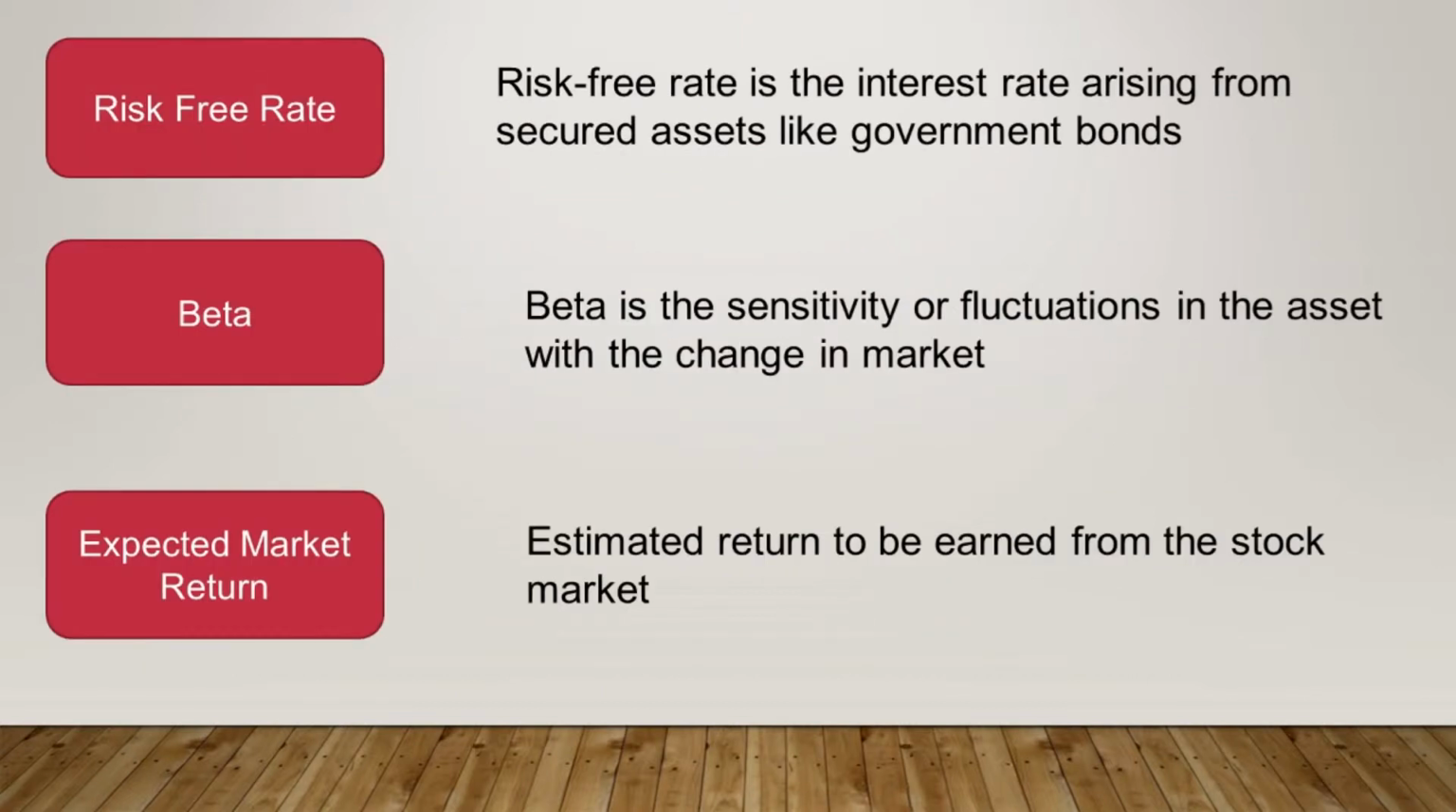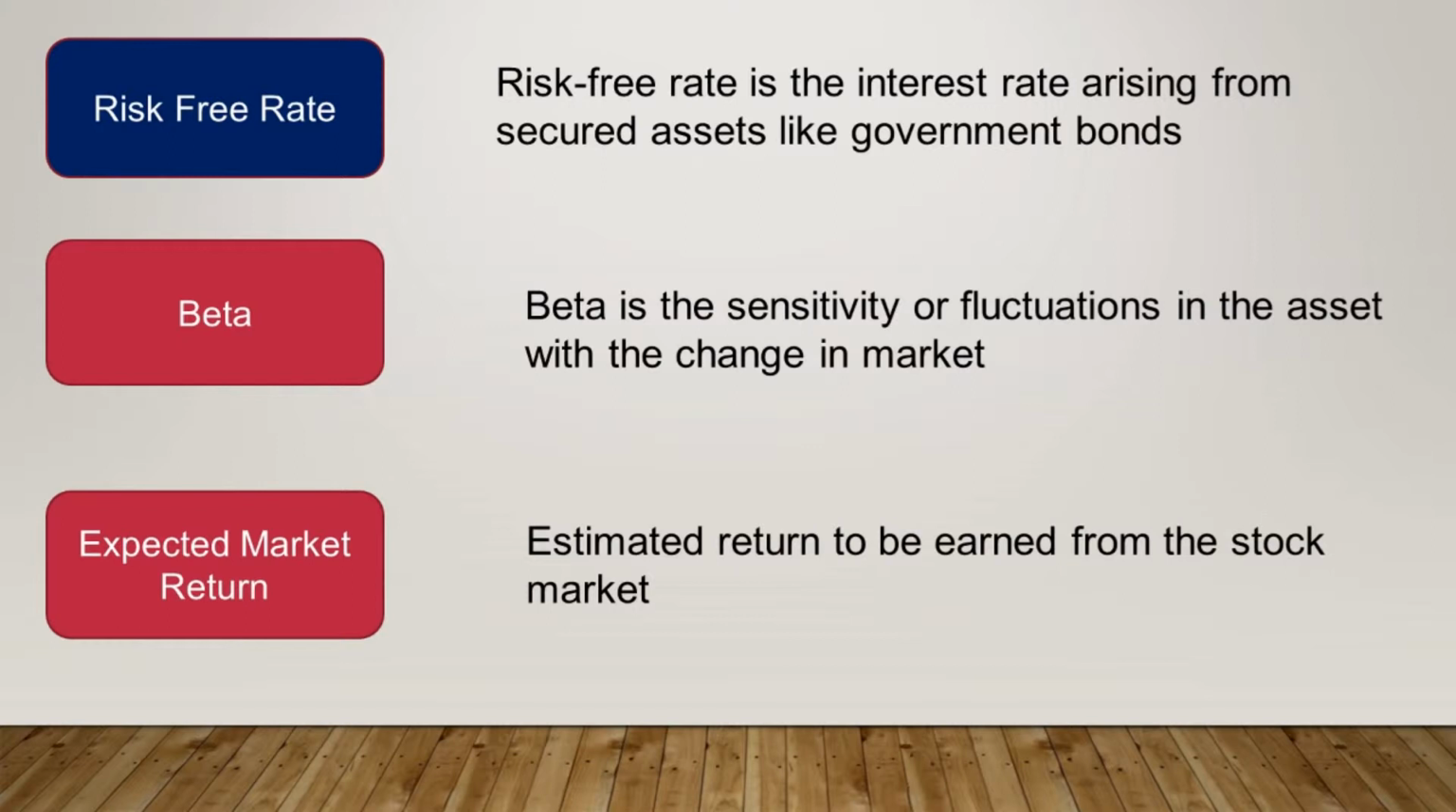Let's move forward and look at the three most important inputs in the CAPM formula. The first one is the risk-free rate, which is the interest rate arising from any of the secured assets. If you are investing in a government bond, a government security, or bank fixed deposits, what would be the rate of interest you would be getting? Whenever you make an investment decision, you first try to measure that you need to have more than the risk-free rate. These risk-free rates are the interest rates from all the safer and less risky sources.